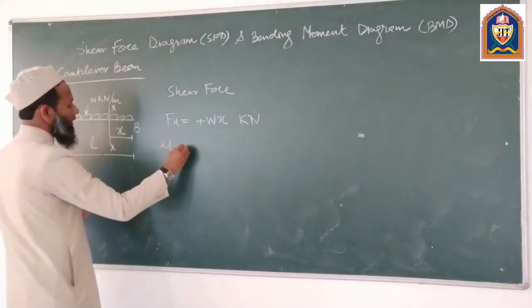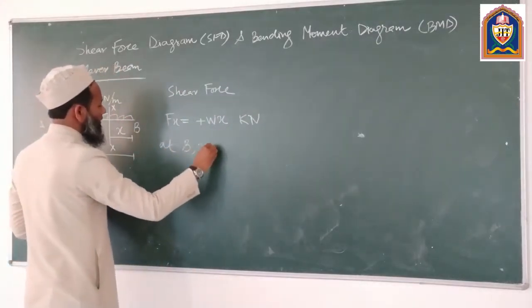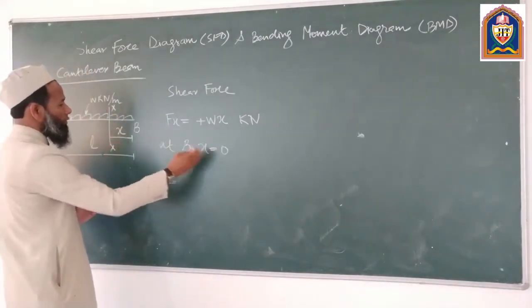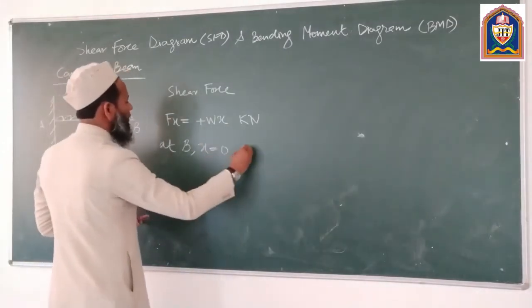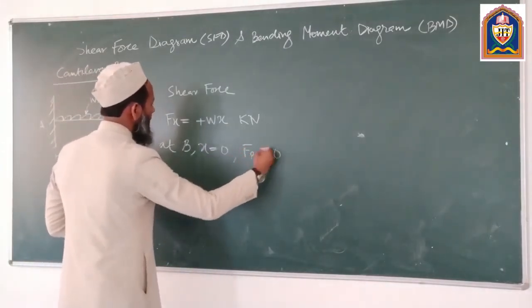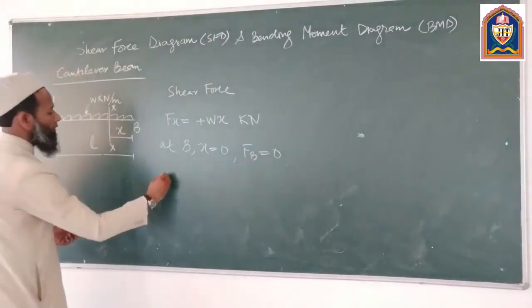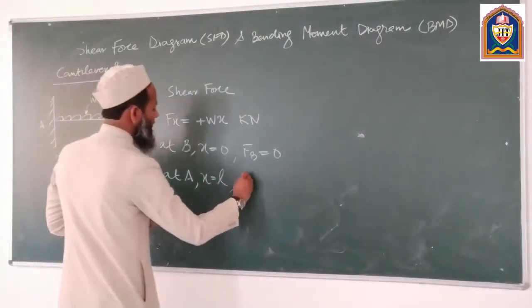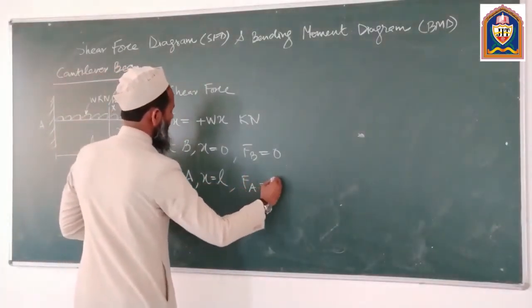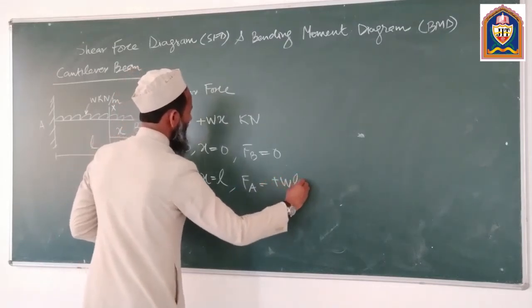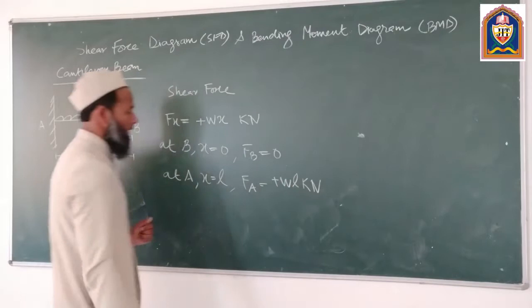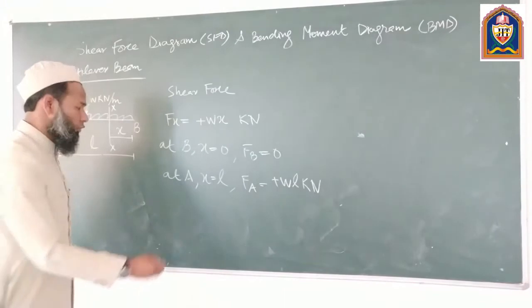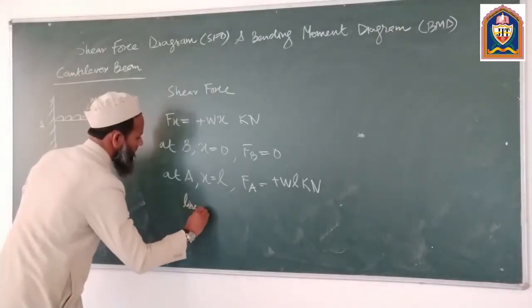Now at point B, the value of x is 0 because you have put your section at point B. So when x becomes 0, FB becomes 0. At point A, the value of x is L meter. So F at A is equal to positive WL kilonewton. As you are seeing, it has a relationship with x, and the power of x is 1, so it is a linear variation.